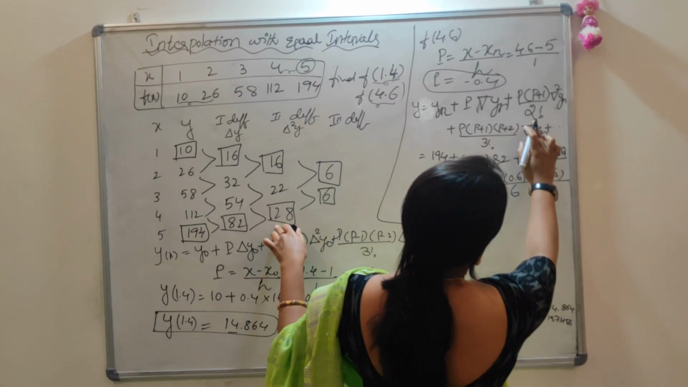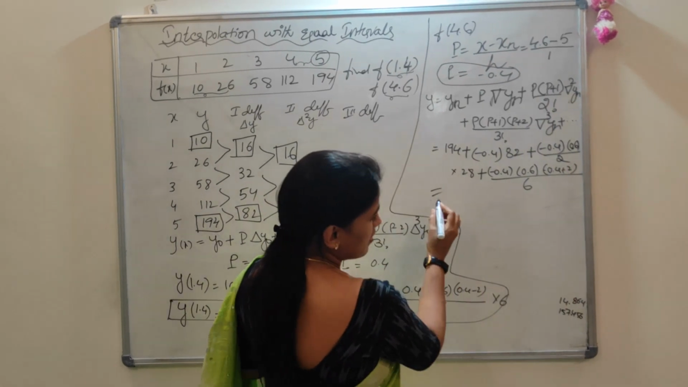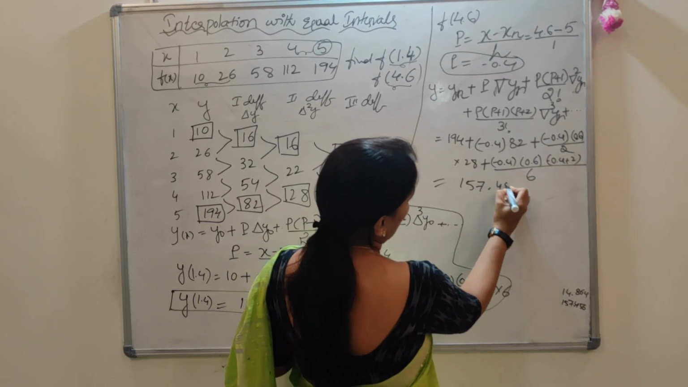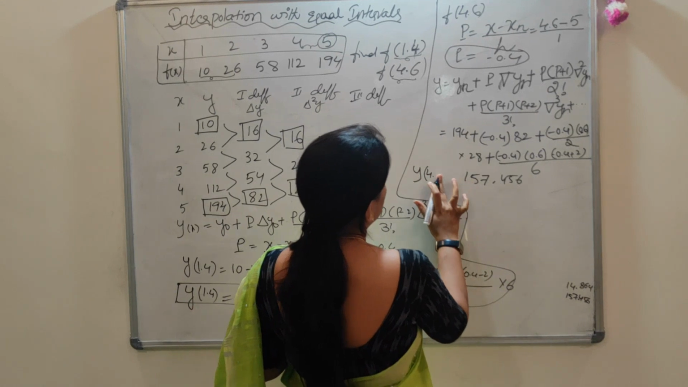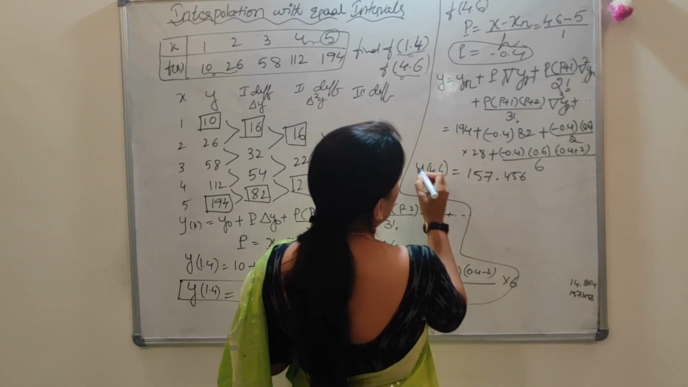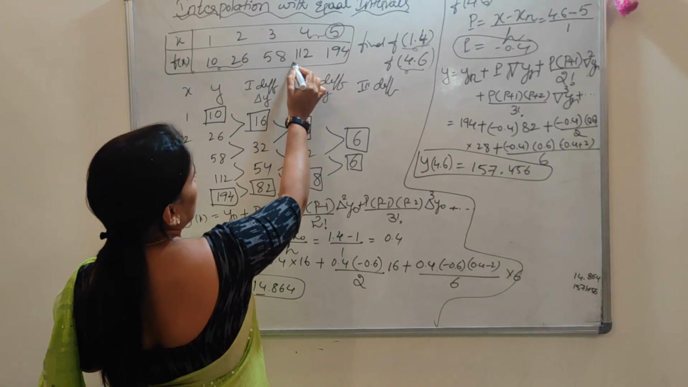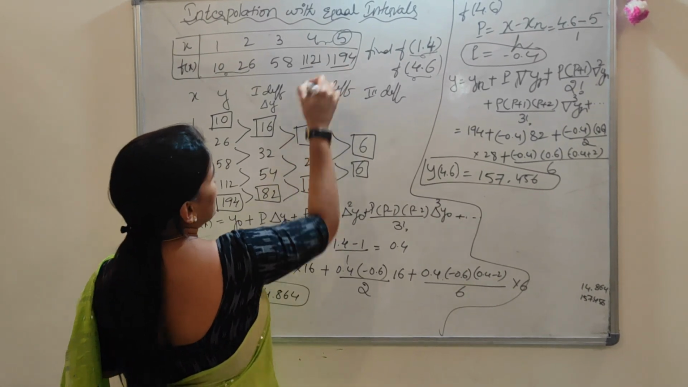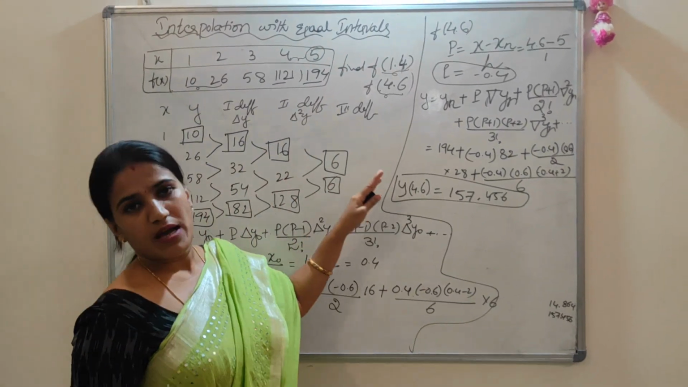Here p is minus 0.4, p plus 1. So minus 0.4 plus 1 is right. Finally you will get the answer 157.456. This is y of 4.6. Okay, so you can check the result: 157 is greater than 112 and less than 194. The answer lies between these two results. Okay, this is forward and backward.